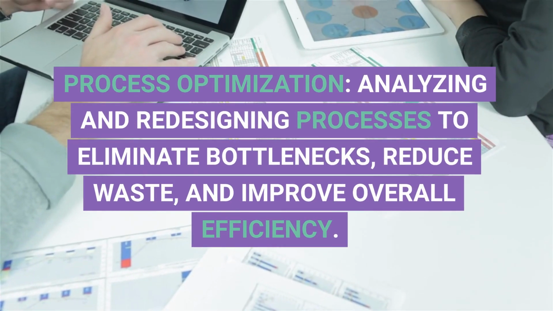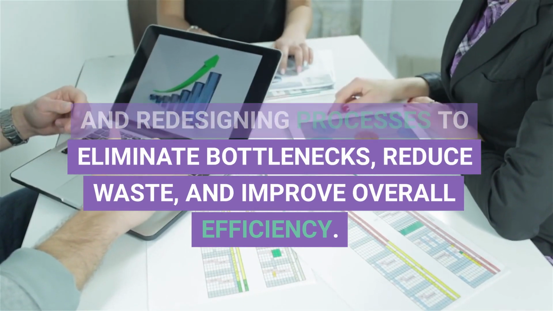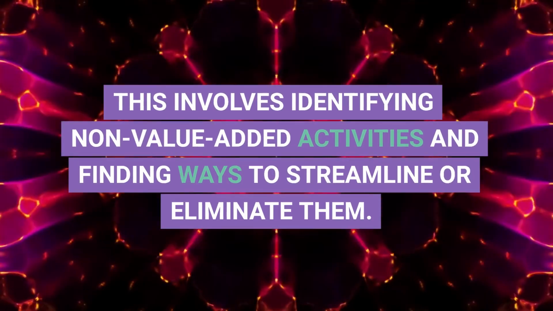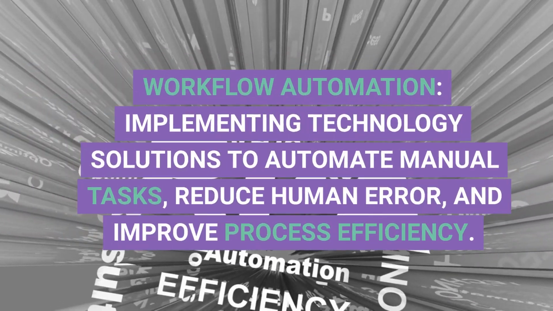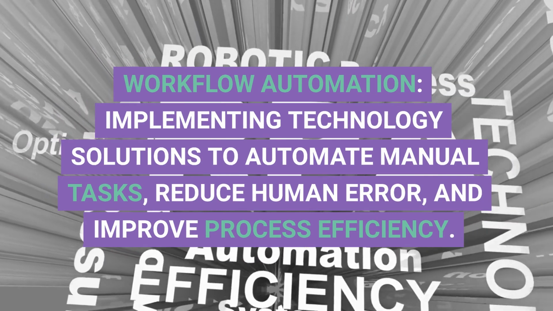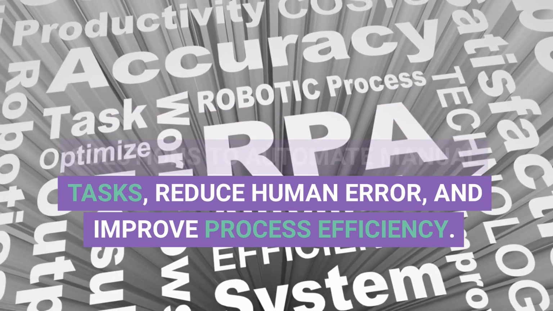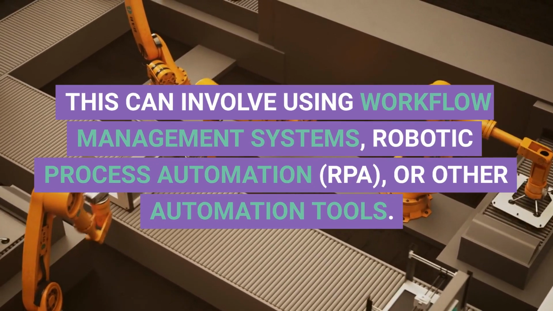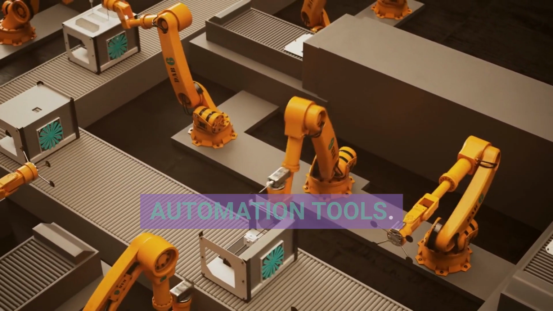Process optimization. Analyzing and redesigning processes to eliminate bottlenecks, reduce waste, and improve overall efficiency. This involves identifying non-value-added activities and finding ways to streamline or eliminate them. Workflow automation. Implementing technology solutions to automate manual tasks, reduce human error, and improve process efficiency. This can involve using workflow management systems, robotic process automation, RPA, or other automation tools.